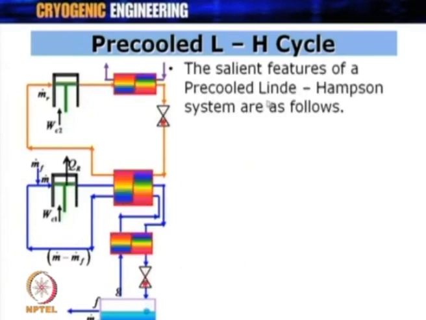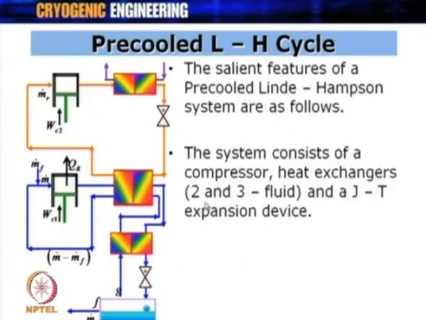The salient features of a pre-cooled Linde-Hampson system are as follows. The system consists of a compressor, heat exchangers which are a 2 fluid and a 3 fluid type, and a JT expansion device. So, in the complete circuit what you have is 1, 2 and 3 heat exchangers. But if you talk about only the pre-cooled circuit in the Linde-Hampson, we have got 2 heat exchangers now, one is a 3 fluid, the other one is a 2 fluid, and we have got 1 JT expansion valve.